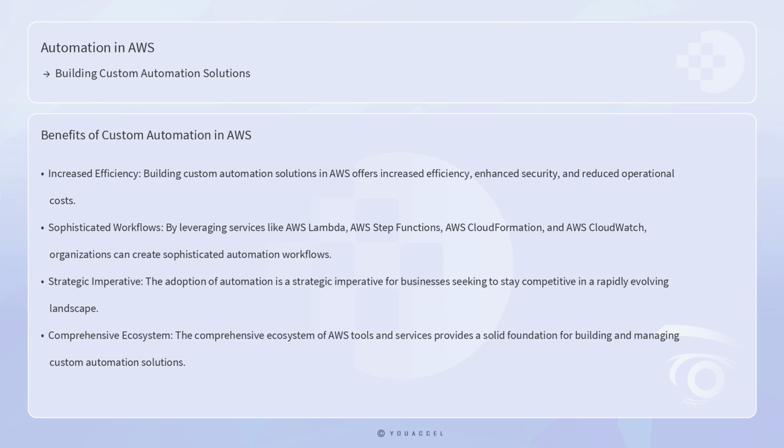As evidenced by the significant improvements in application deployment and development cycles reported by organizations using AWS, the adoption of automation is a strategic imperative for businesses seeking to stay competitive in a rapidly evolving landscape. The comprehensive ecosystem of AWS tools and services provides a solid foundation for building and managing custom automation solutions, enabling organizations to achieve greater agility, innovation, and operational excellence.